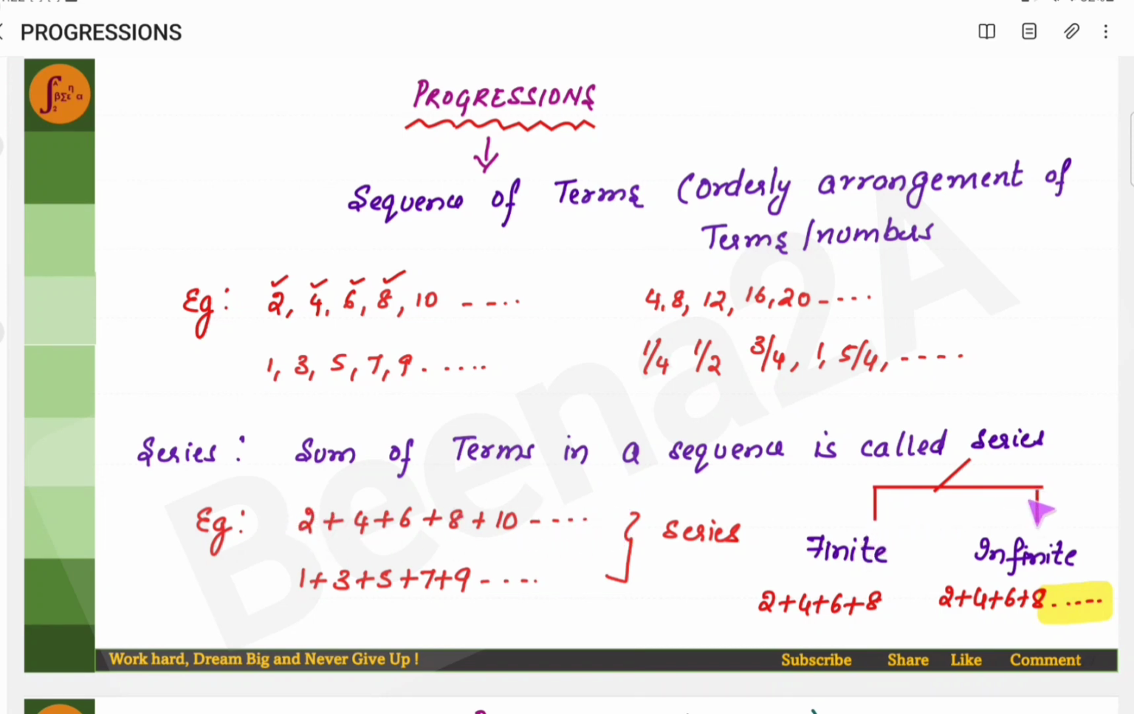Now in series you have two types: finite series and infinite series. What is a finite series? Where there is an ending. What does finite mean? There is an ending, there is a last term. In this particular example, 8 is the last term: 2, 4, 6, 8. In the case of an infinite series, there is no end to it. The numbers can keep on continuing. This is called an infinite series. It is normally denoted by dots. You put dots at the end, and it becomes an infinite series.